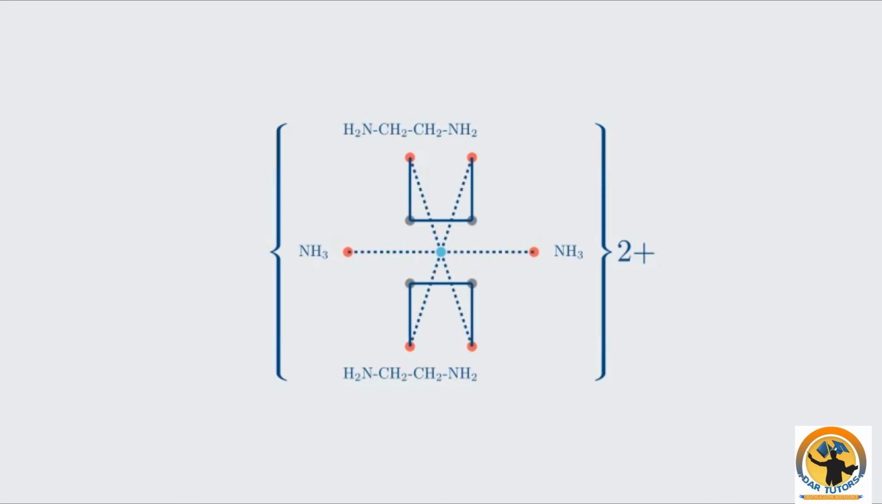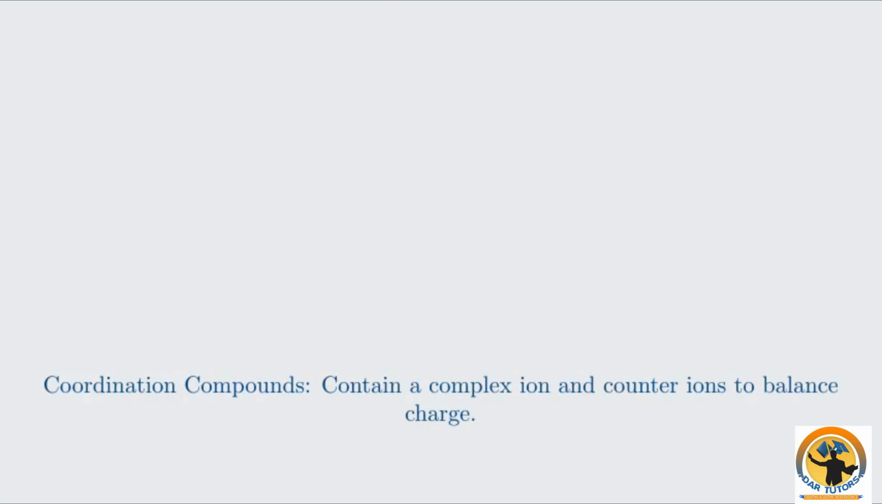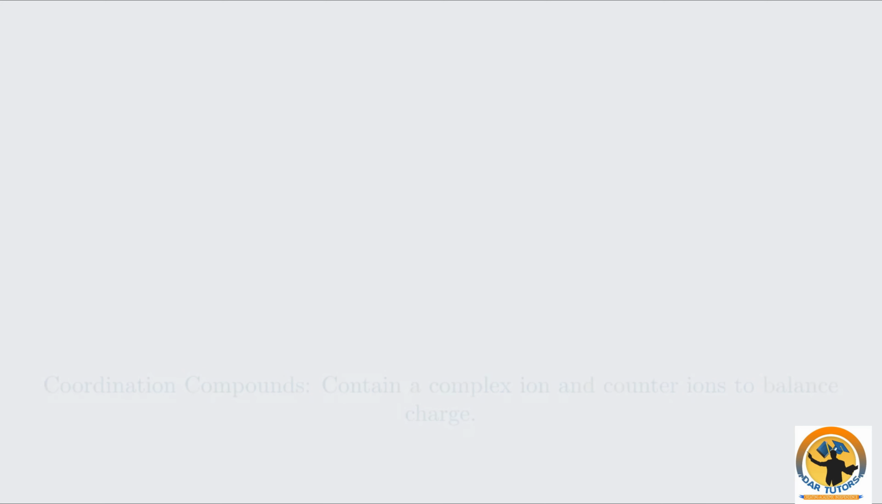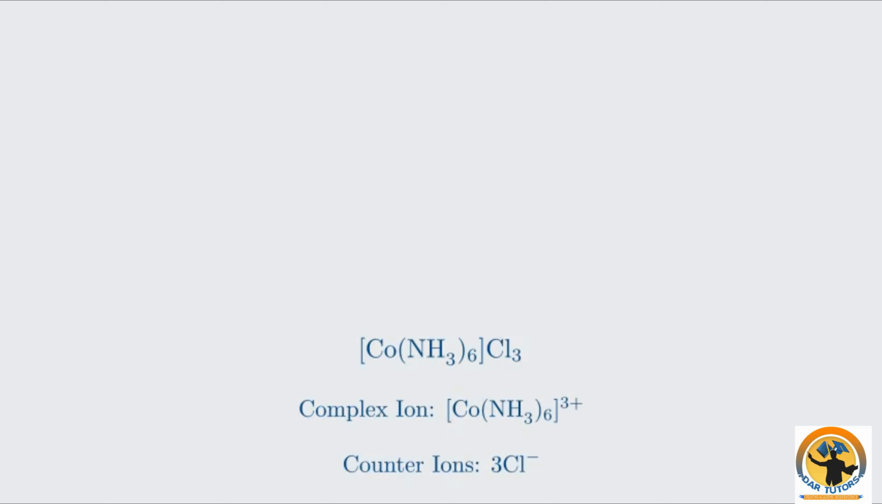Finally, complex ions can exist as part of neutral ionic compounds, called coordination compounds, with counter ions. In hexaamminecobalt(III) chloride, [Co(NH3)6]Cl3, the complex ion, [Co(NH3)6]3+, is the cation, and the 3 chloride anions, Cl-, are the counter ions.